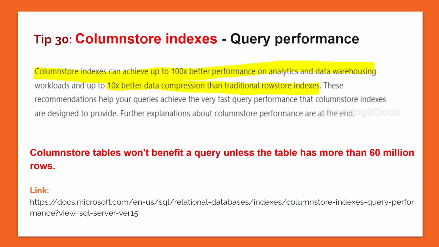The next step is on columnstore indexes. This helps with query performance. Columnstore indexes can achieve up to 100x better performance on analytics and data warehousing workloads, and up to 10x better data compression than traditional rowstore indexes. These recommendations help your queries achieve the very fast query performance that columnstore indexes are designed to provide.